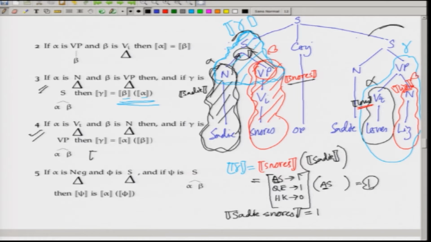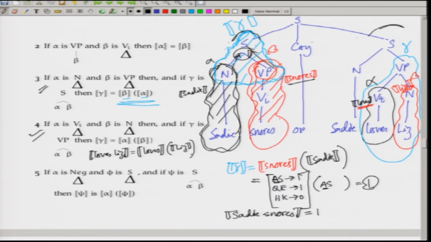What is this gamma? In our case, gamma is actually loves Liz, and what is it? It will actually be loves. So, the denotation of alpha takes the denotation of beta, which is Liz in our case, as an argument, and what will be the result? Instead of doing it on this page, we can calculate it here, that will be easier.